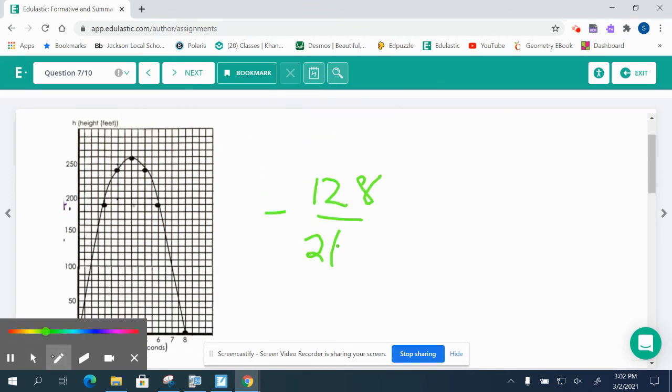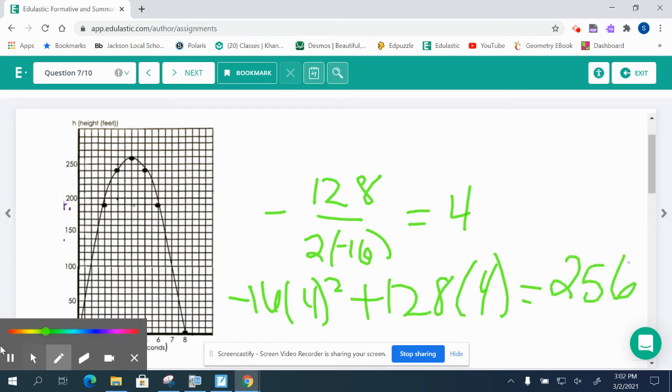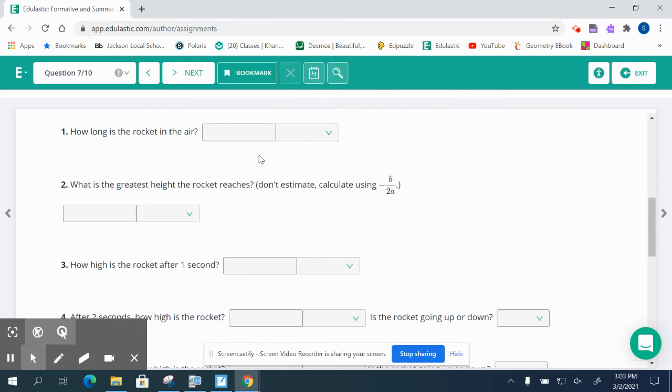So if you plug this in your calculator, you would end up getting 4. And then that's the time it reaches its maximum height. Then you plug that back into the equation to get what the actual height is. So I would do negative 16 times 4 squared plus 128 times 4. And that's going to give me 256. So then 256 will be what the greatest height is of the rocket.